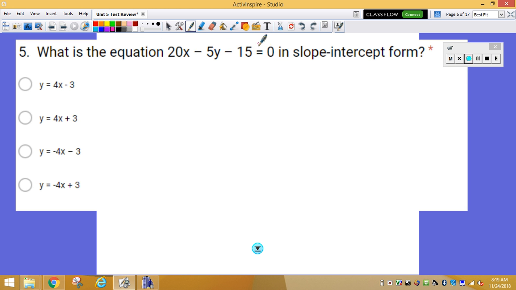Okay, this one wants us to get y by itself. So I'm going to start by moving my 15. The opposite of minus 15 is plus 15. I'm going to do it to both sides. So I have 20x minus 5y equals 0 plus 15 is 15.